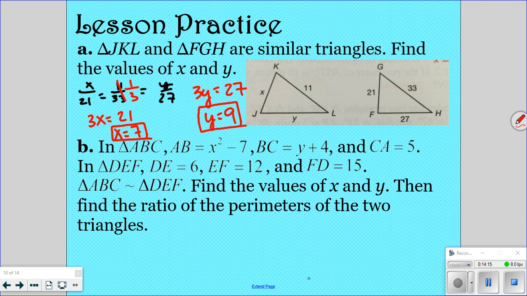Okay, looking at this next one, they give us triangles and we want to find the values of x and y and the ratio of the perimeters. So I'm going to draw them out and fill in the side lengths that they give you.